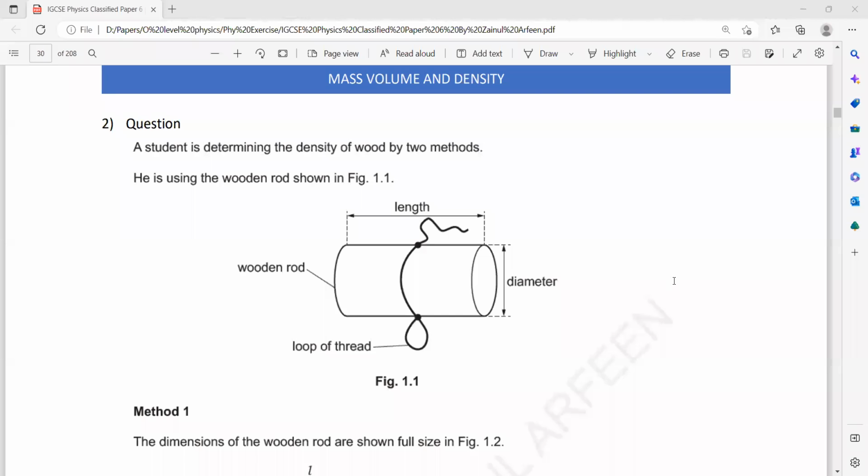So this exercise is related to mass, volume, and density, the ATP classified. A student is finding the density of a wood by two methods. He is using a wooden rod, as you can see. Method one: the dimensions of the wooden rod are shown, as you can see in the figure.